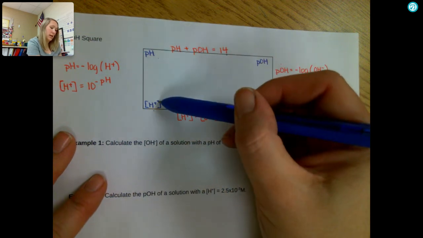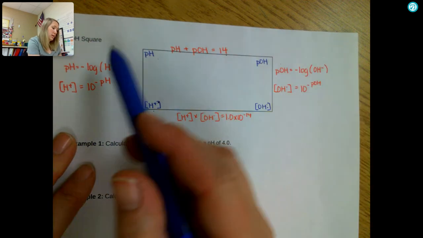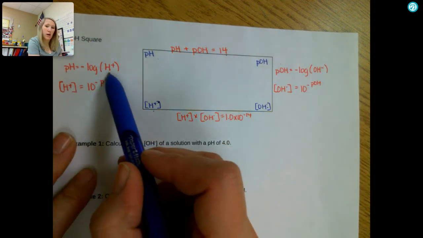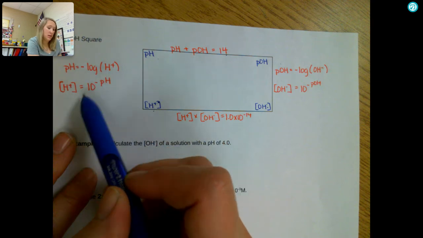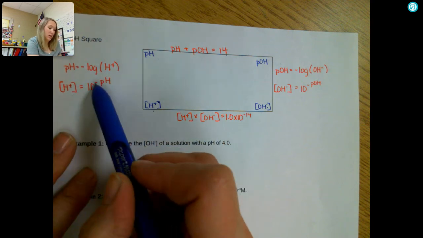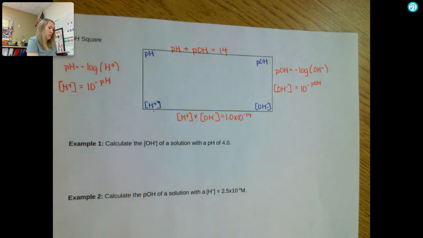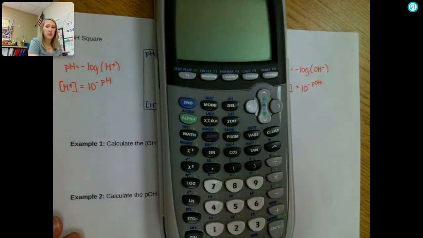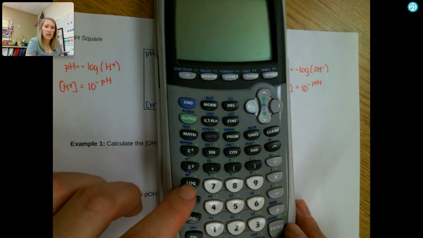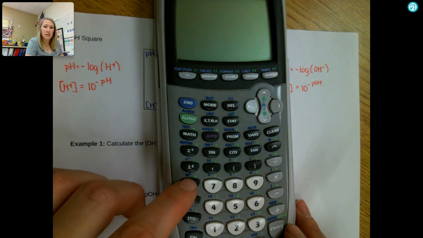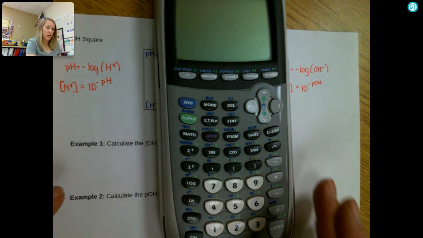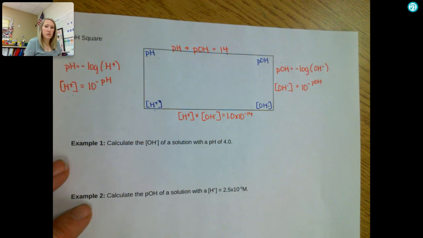Going from pH to hydrogen ion concentration, my pH is equal to the negative log of my hydrogen ion concentration, and hydrogen ion concentration is 10 to the negative pH. And these buttons are opposite of each other on your calculator. So we can see here we've got our log button, and then we've got our 10 to the x right above it, so it's pretty convenient for us. So let's do an example.